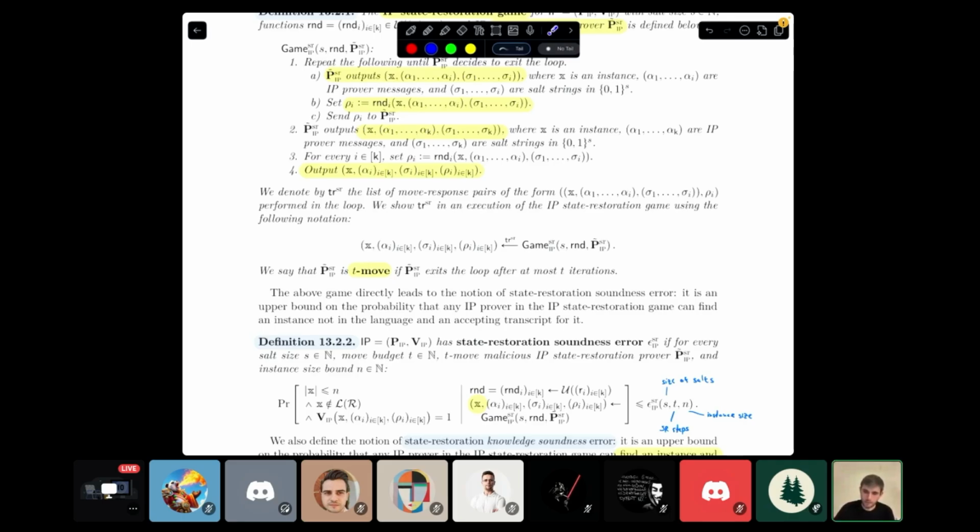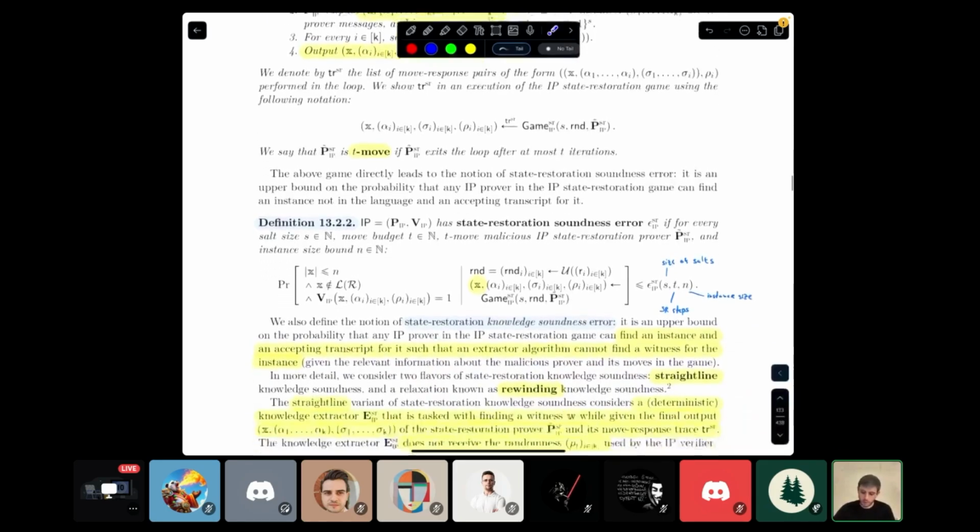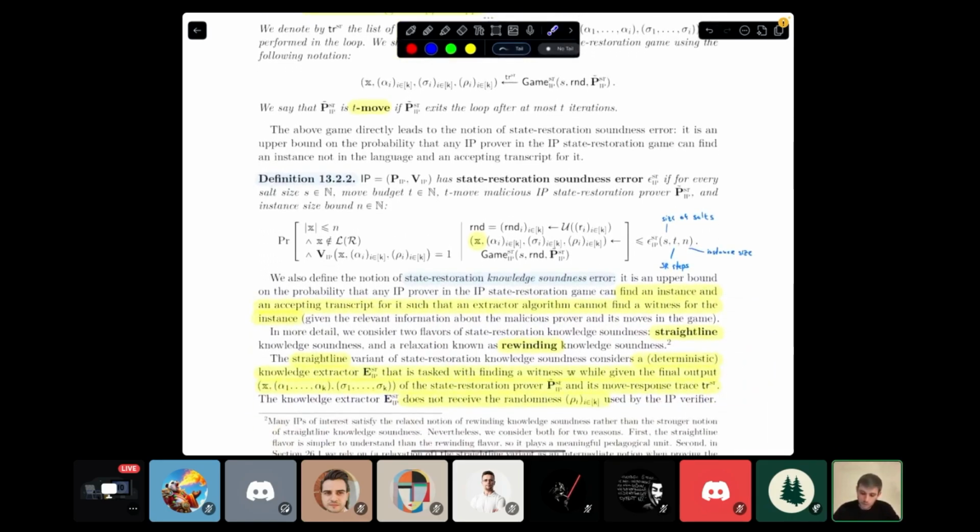And we're going to say that an IP has state restoration soundness if for every salt size and for every move budget T, and every T-move malicious state restoration prover, and some bound, right? Like we have some bound on the instance size, that doesn't really matter. What we want to say is this. Let's say that we start by picking out random functions for every round of interaction.